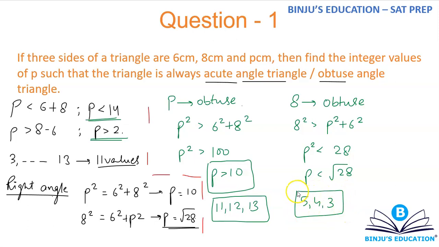You can again cross check your result. 5 square plus 6 square, 25 plus 36 is 61, which is less than 64, and same thing you can do for 4 and 3 also. So if the value of p is 11, 12, and 13, or 3, 4, and 5, it's obtuse. If it is 10, then it's a right angle triangle, and for the remaining values it has to be acute. Okay, so this is how you can find out the number of possible acute angle triangles or obtuse angle triangles using 6, 8, and p. That's the concept.